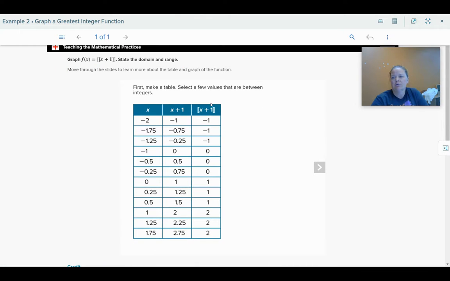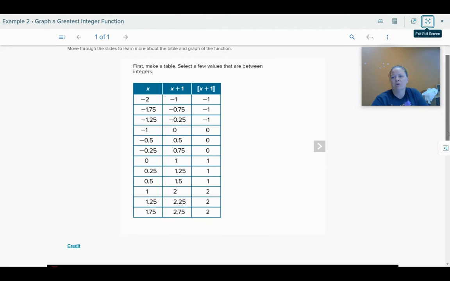So first we make a table and select a few values that are between the integers. We're going to start with negative 2, negative 1.75, negative 1.25, negative 1, etc. And then we add 1 to each of those because our expression is x plus 1. And we move each of these to the closest integer, right? Negative 0.75 is not an integer, but negative 1 is. So we take negative 0.75 and we move it to negative 1. Same with negative 0.25, it goes to negative 1.